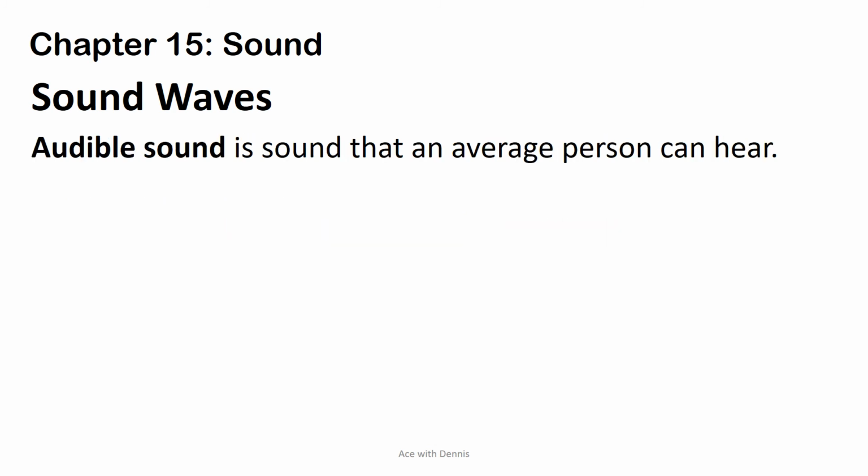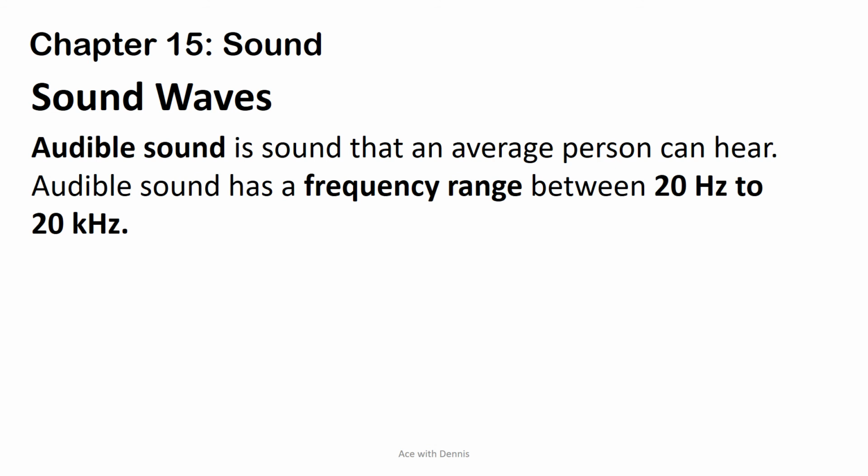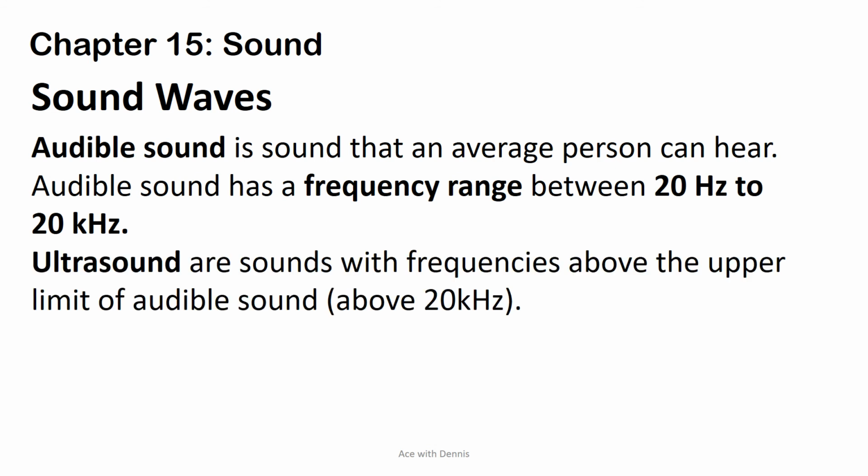Audible sound is sound that an average person can hear. Audible sound has a frequency range between 20 Hz to 20 kHz. Ultrasound are sounds with frequencies above the upper limit of audible sound. That is above 20 kHz.